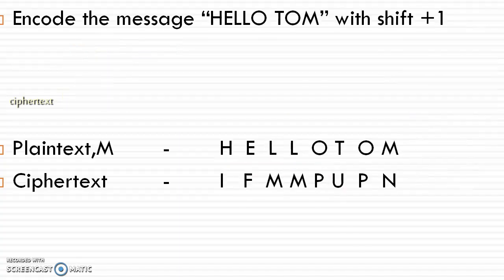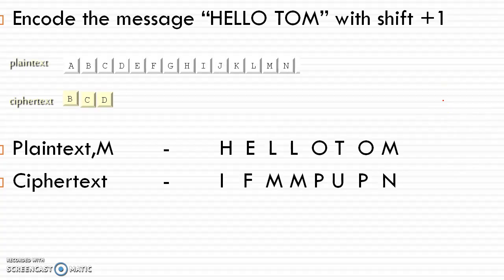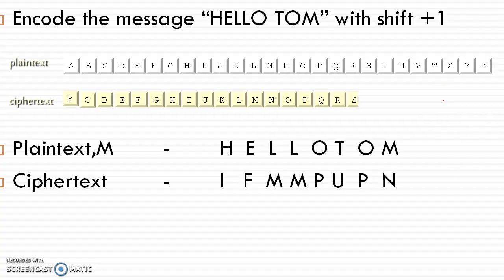Your next example is encode the message hello Tom with a shift of 1 place. In the previous case, we shifted it 3 places. Now we have to shift it 1 place. Here, again, the first step is you have to find all the ciphertext characters after shifting it 1 place. So first of all, I am shifting the letter A. A is shifted 1 place, so its corresponding ciphertext letter is B.